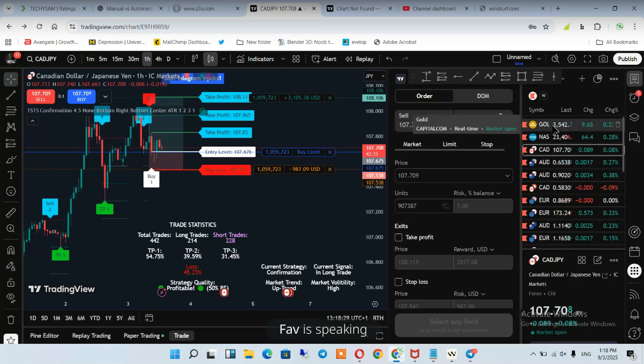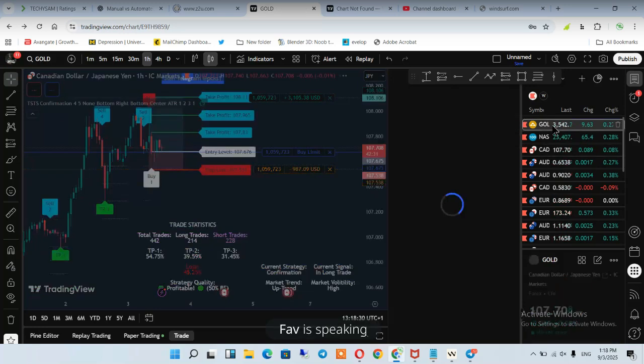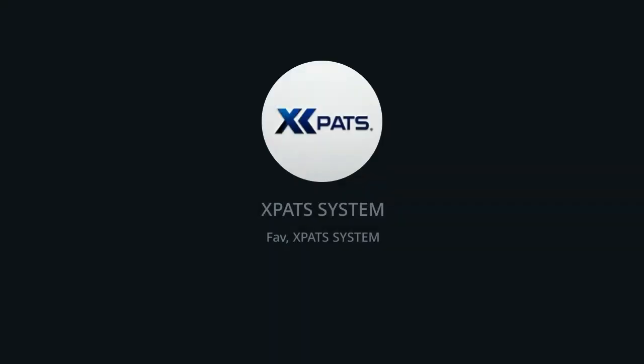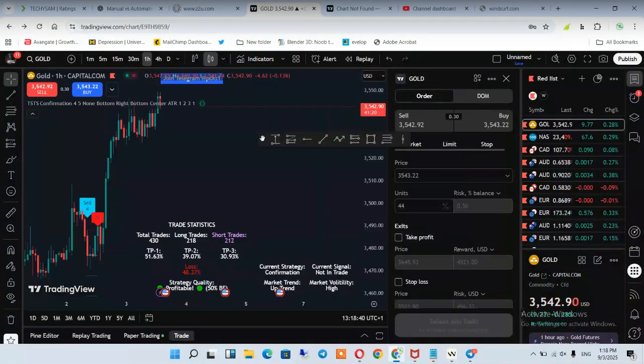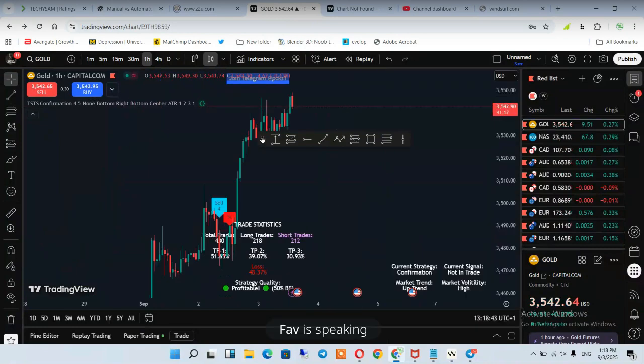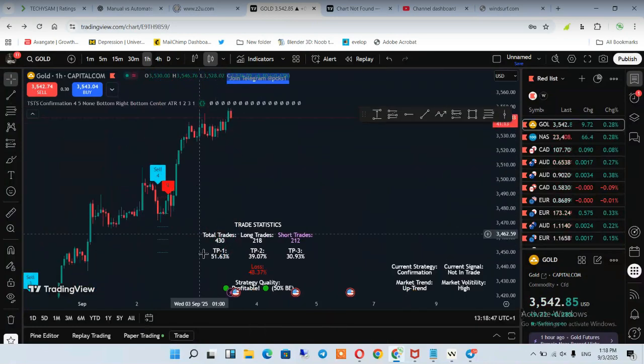All right, let's check gold. So the question is going to be simple. Is our strategy profitable on gold in the 1 hour time frame? That means, is this system profitable on gold in the 1 hour time frame? And the short answer is yes. Why? Because we have taken a total of 430 trades, as you can see down here, and we are profitable at 51%, which means about 215 or 216 or 217 trades were profitable directly, one-to-one risk reward.